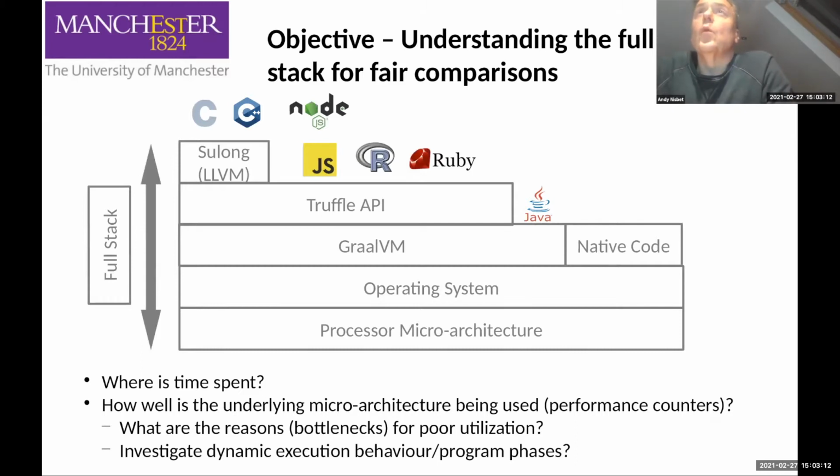So we need to use the full stack to identify where time is spent. What do we mean by that? We mean not only the application and VM code, but also any libraries and the OS. Further, we want to identify why the underlying processor microarchitecture might not be effectively utilized. To do this, we need to use performance counter metrics to identify the likely causes of inefficiency. And we really want to be able to understand dynamic per thread behavior.